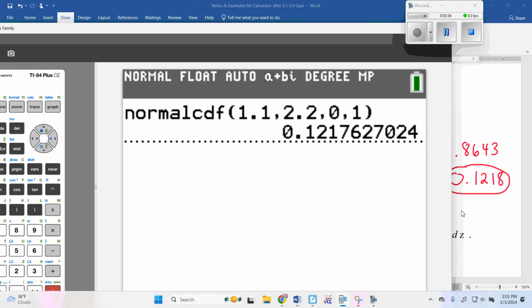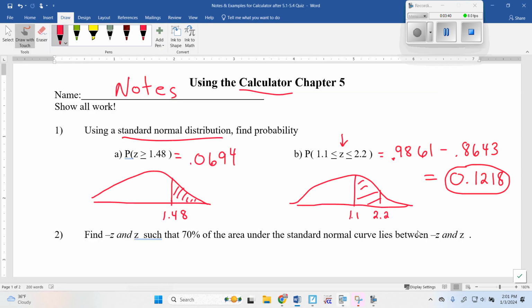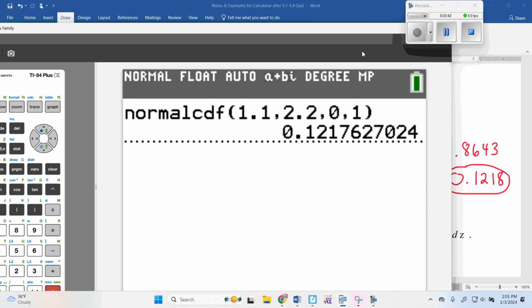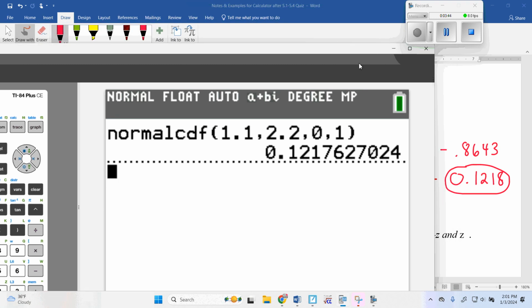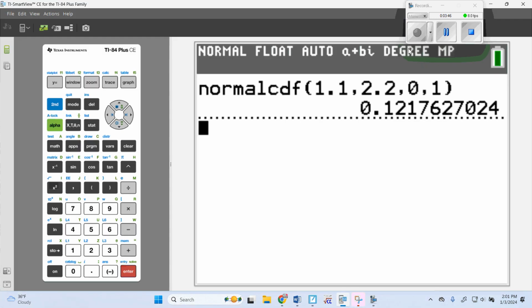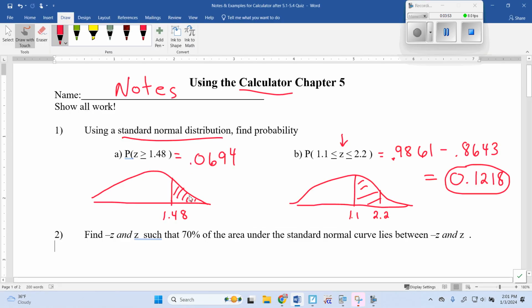0.1218 (the calculator shows 0.12176), which you can see 0.1218 is what we got from the chart. We're now actually even more accurate on the calculator. We get 0.1217627 and so forth.